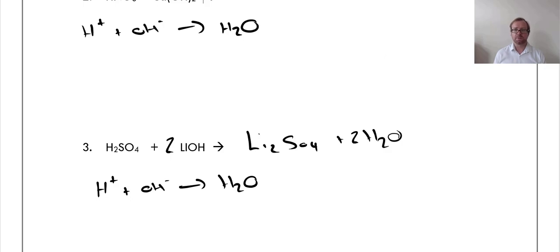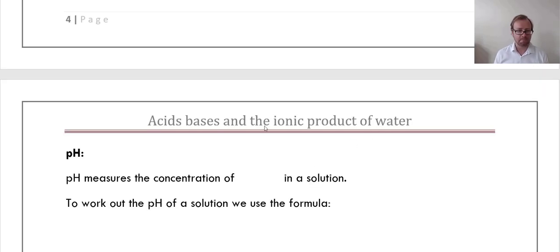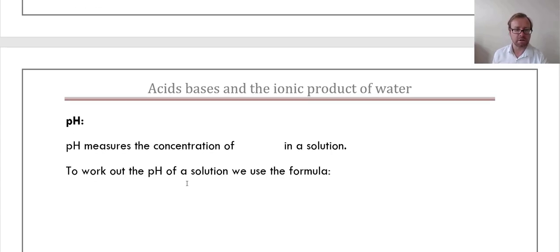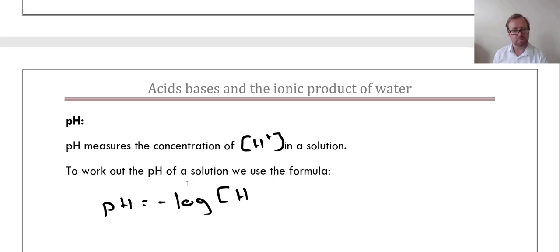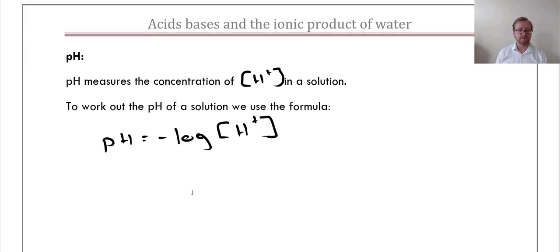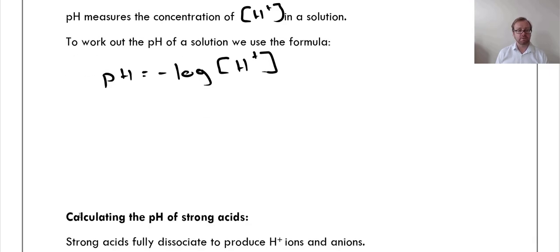Again, a bit of revision, and now we're going to move on to stuff that you may not have seen before. Okay, so pH. What does it do? pH measures the concentration of H+ in a solution, and you need to know an equation to work out pH. So pH is equal to minus log of the concentration of H+. There's quite a few of these formulas that you need to remember, and this is one of them.